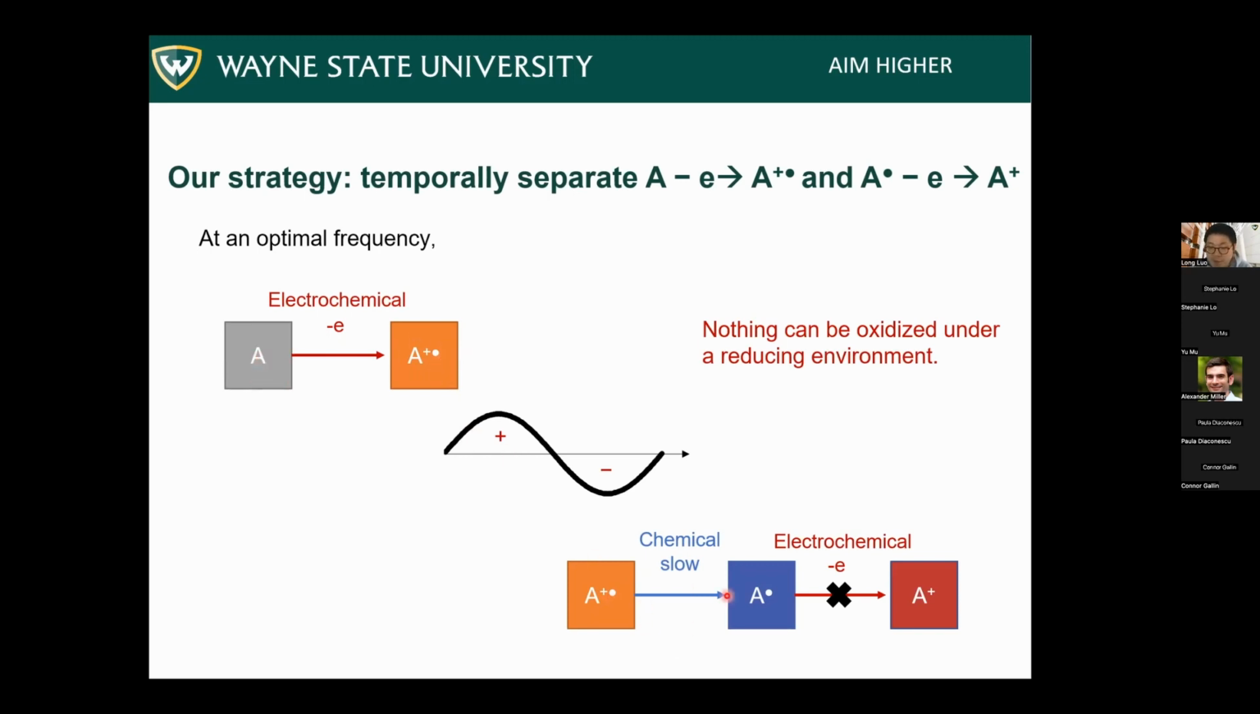And then because the chemical step is slow, A plus dot doesn't get easily deprotonated to A dots during this positive potential here. And then we immediately flip the potential to the reducing environment. In the reducing environment, the chemical step will not be effective because this chemical step has nothing to do with the potential you applied. And you can form A dots here, right? So if you form A dots here, A dots will not get further oxidized to A plus because nothing can get oxidized in a reducing environment. Okay, then we can trap our A dots in this negative pulse here.